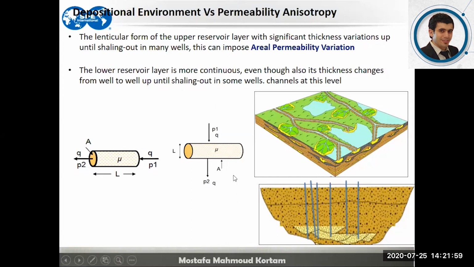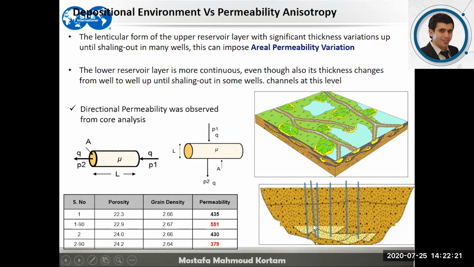Also, another investigation. So now it becomes clear that we have an areal variety due to the variety in thickness. One layer has a complete change in its thickness, while the lower one has some kind of lateral change.